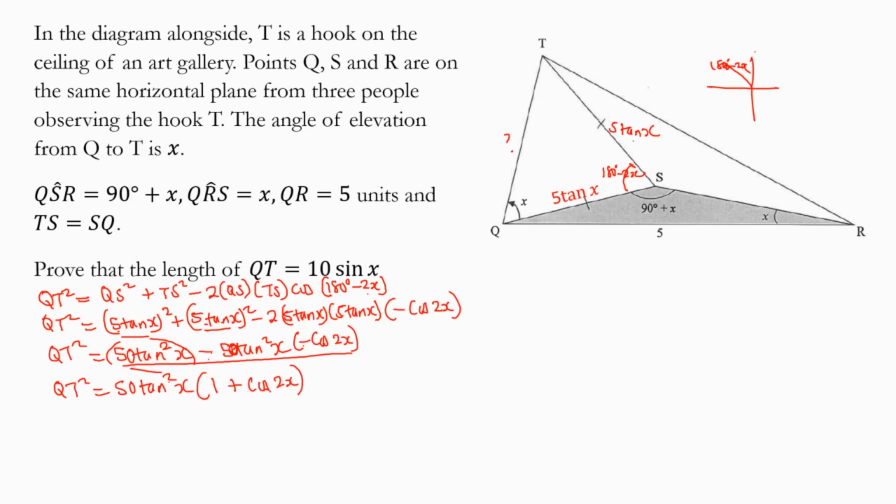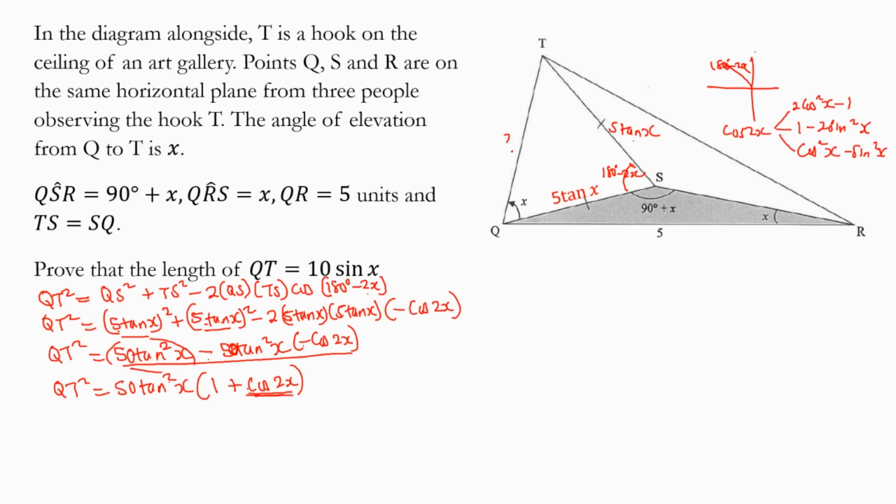1 plus cos 2x. We can change this. Remember the double angle formula. Cos 2x is equal to 2 cos squared x minus 1, and then we have 1 minus 2 sine squared x, and then we have cos squared x minus sine squared x.